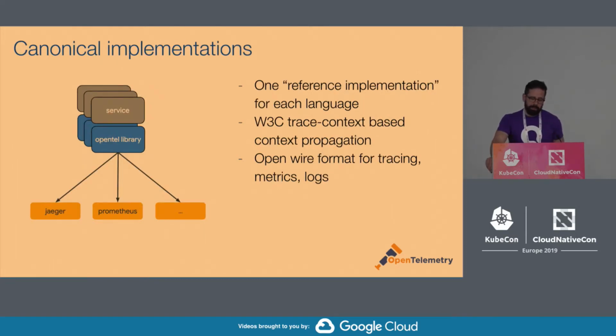As I mentioned, there are going to be canonical, or standard, implementations for each one of these libraries for every major language. Hopefully that's what most of us will decide to use. Those libraries are going to try to rely on standards as much as possible. For example, we're using the W3C trace context propagation standard by default. That's already used in OpenCensus, and it's going to be used in OpenTelemetry as well.